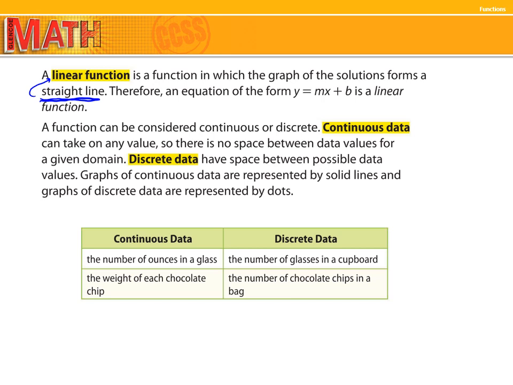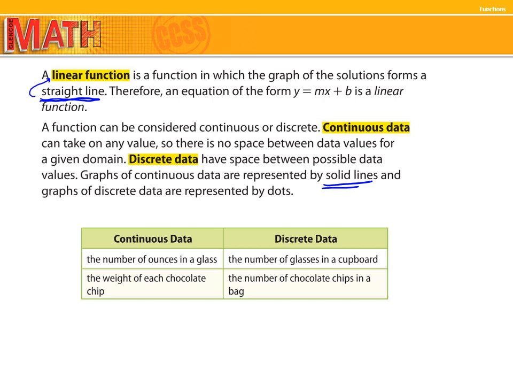A function can be considered continuous or discrete. Continuous data can take on any value, so there is no space between data values for the given domain. So continuous data can be like the problem example number 2 that we just did. Discrete data have space between possible data values. Discrete data graph will look like example 1 in this lesson. Graphs of continuous data are represented by solid lines, and graphs of discrete data are represented by dots.